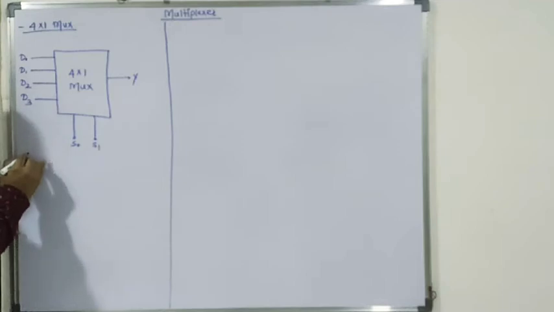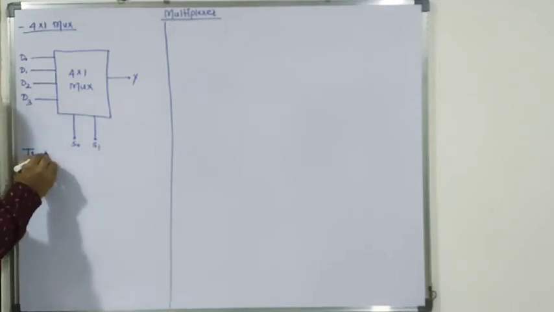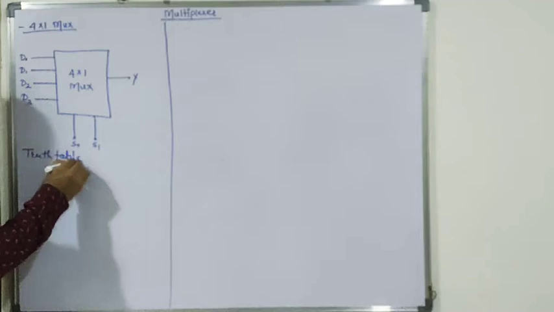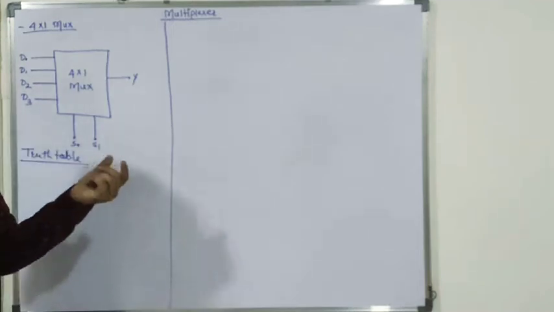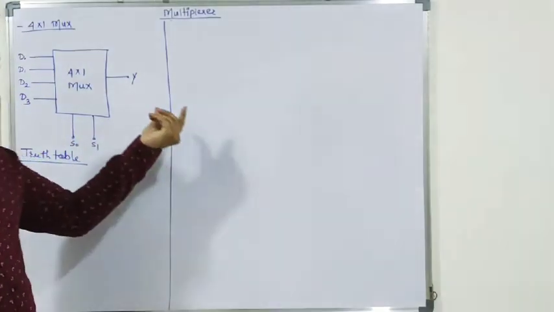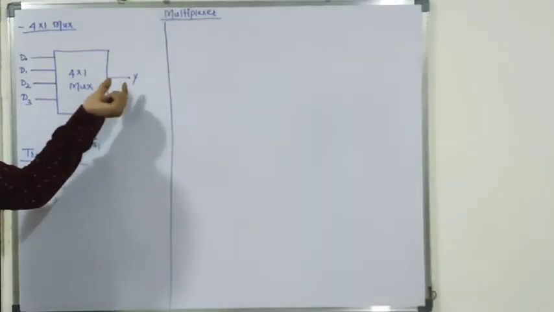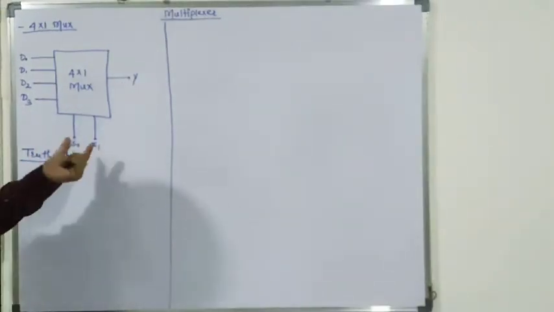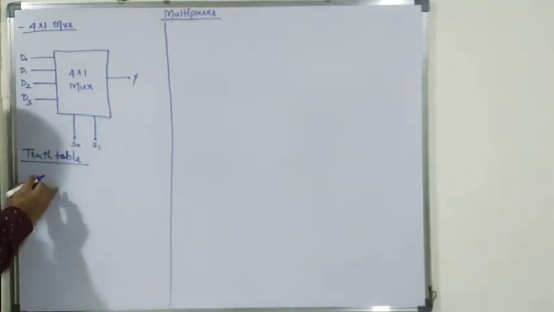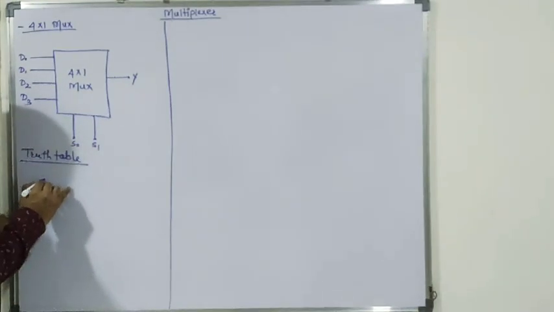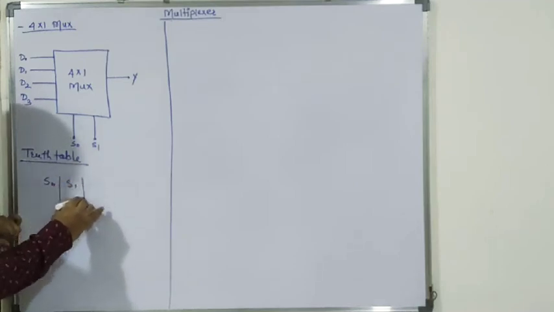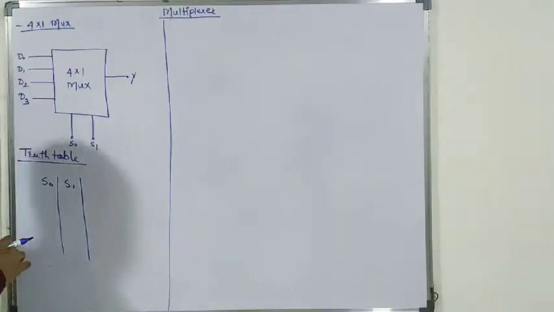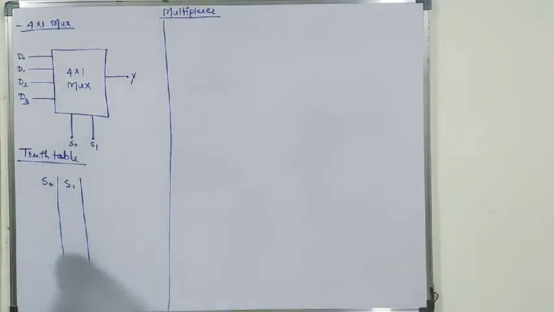Here we'll discuss the truth table of this 4:1 multiplexer. As we discussed, the output of this multiplexer is dependent on the select lines, S0 and S1. So we consider the select lines as inputs, S0 and S1, and then the output.